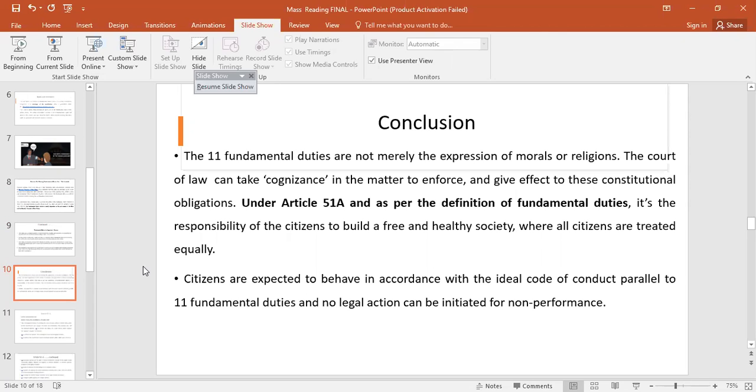And as per the definition of fundamental duties, it's the responsibility of the citizens to build a free and healthy society where all citizens are treated equally. Citizens are expected to behave in accordance with the ideal code of conduct parallel to the 11 fundamental duties, and no legal action can be initiated for non-performance.